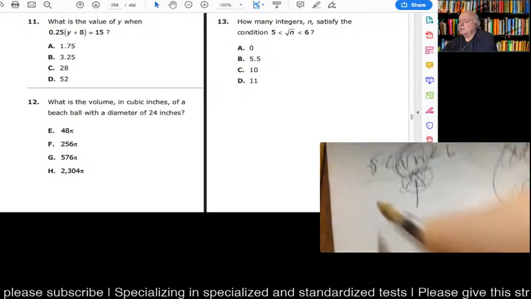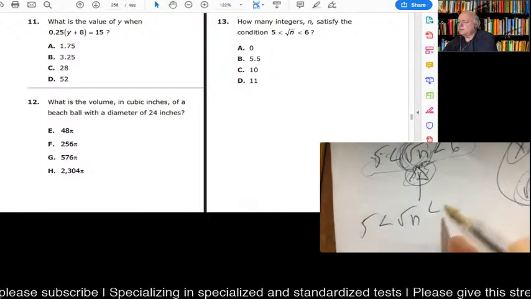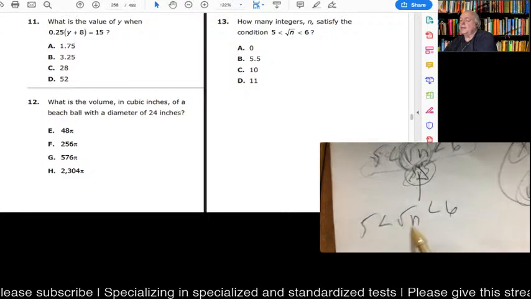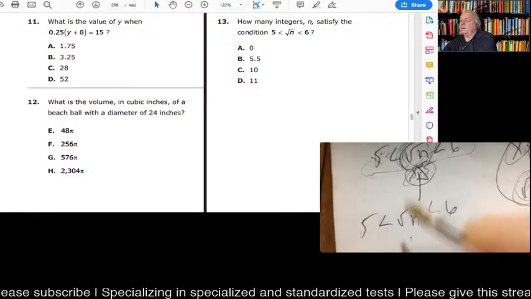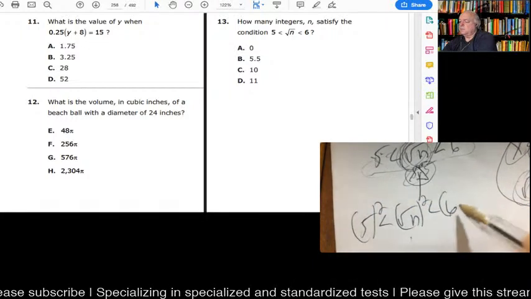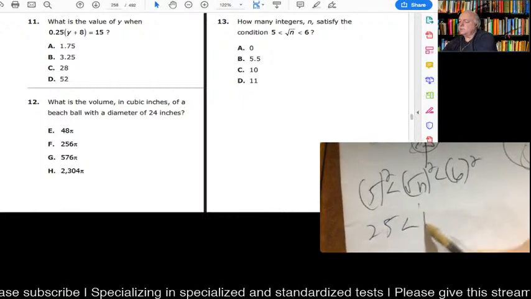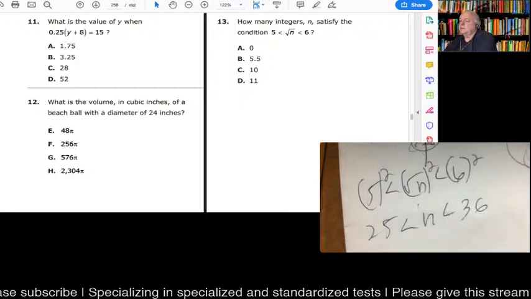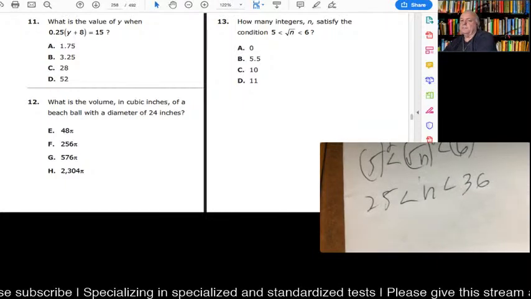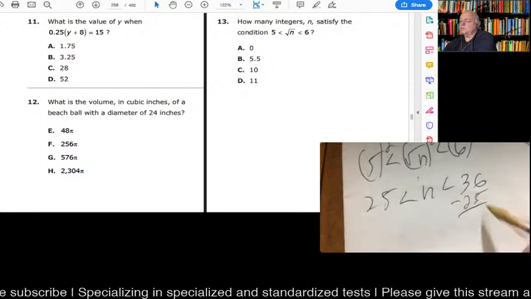So let me write this over. So if I have 5 less than the square root of n less than 6, this is the square root of n. So to get n by itself, I need to square it. I need to take each term now and square it. So then I get 25 is less than n is less than 36. All right? And then we need to do the subtraction. 36 minus 25, and we get 11.